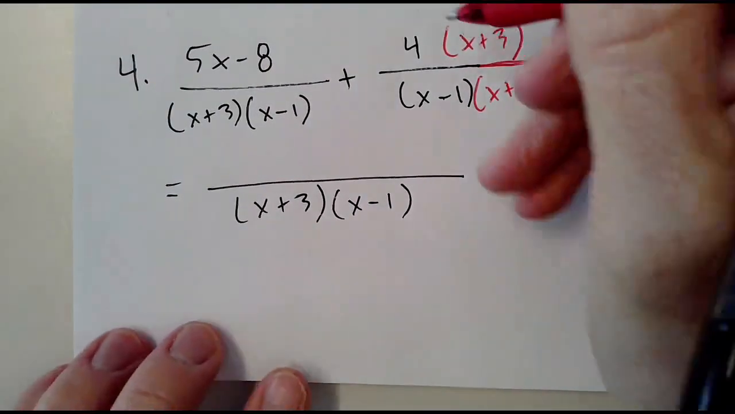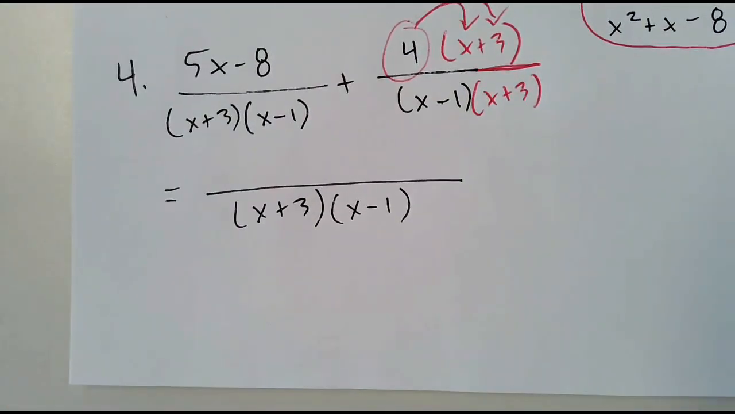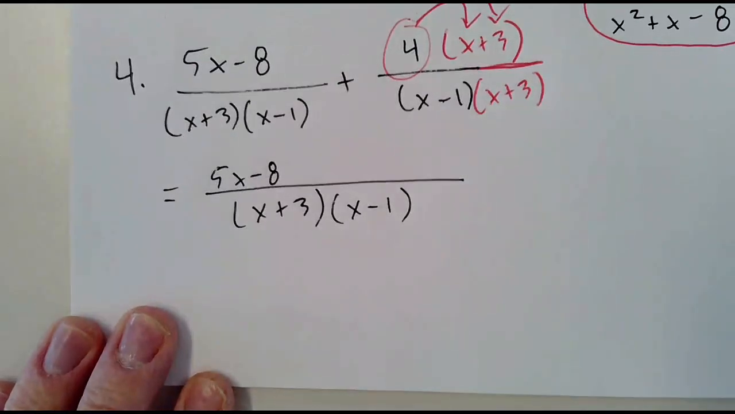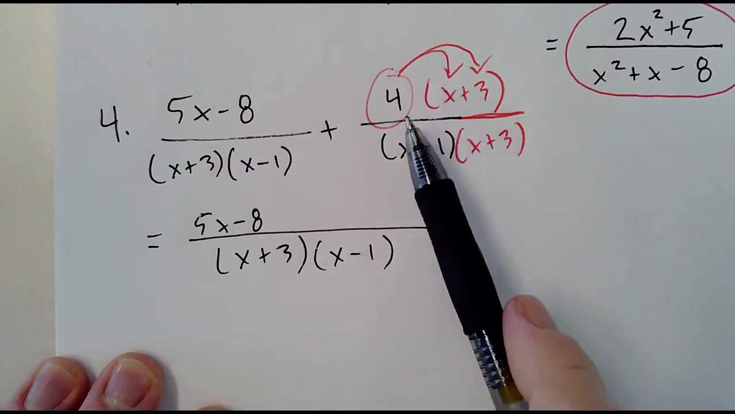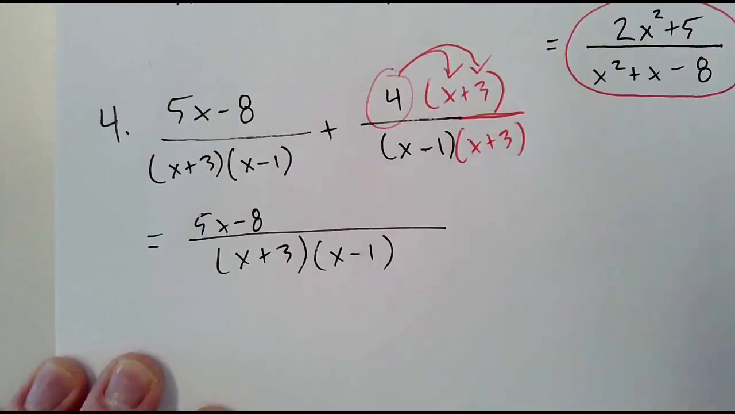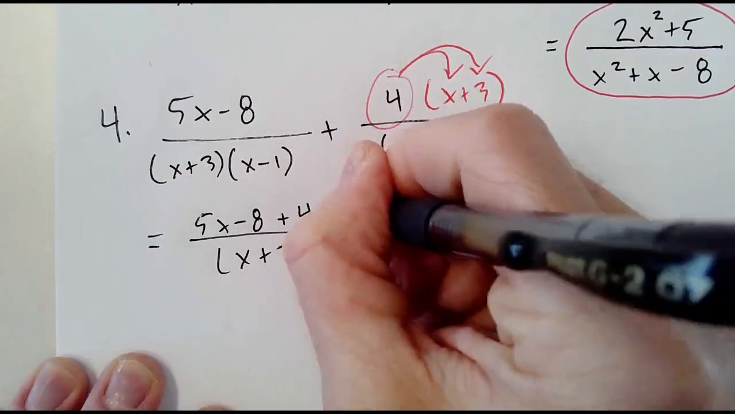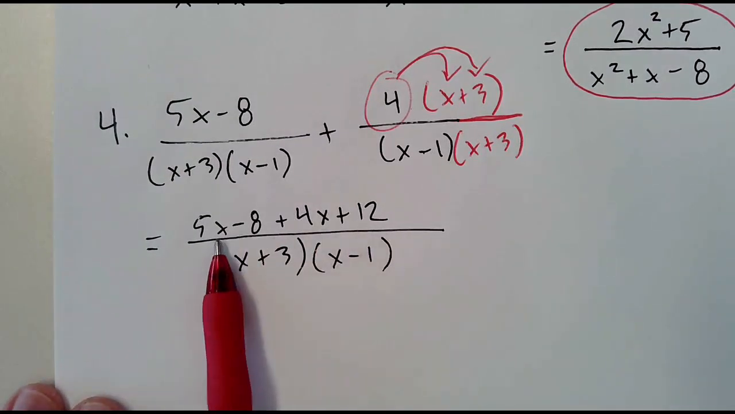And what I'll do is I'll distribute my 4 and combine it with my 5x minus 8, and then I'm done. So here I go. Copy the 5x minus 8 over here from the first fraction. And then I'm going to distribute 4. So that'll be 4x plus 12. I'll just write it in black. 4x plus 12. And up here, we're just going to have to combine like terms.